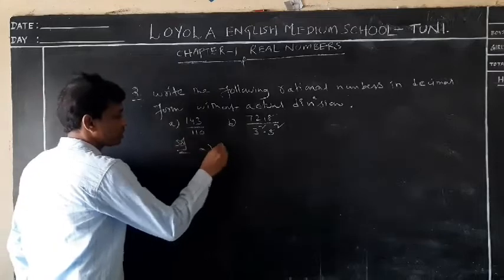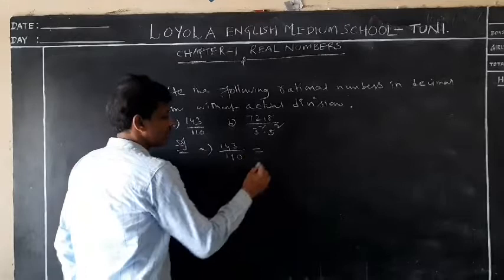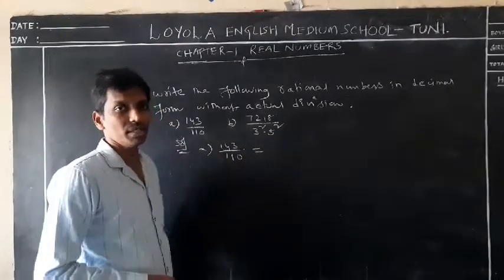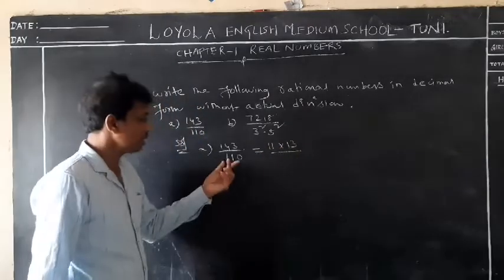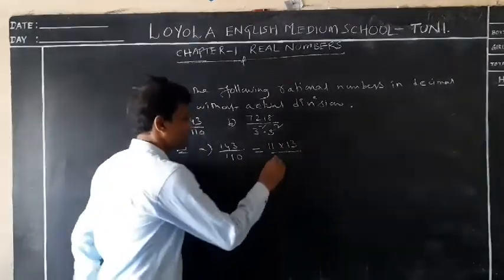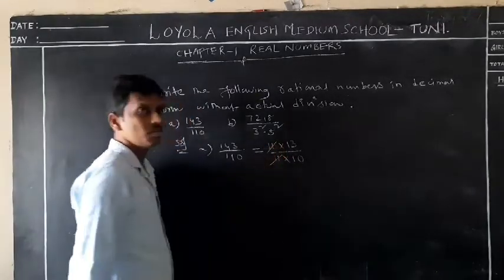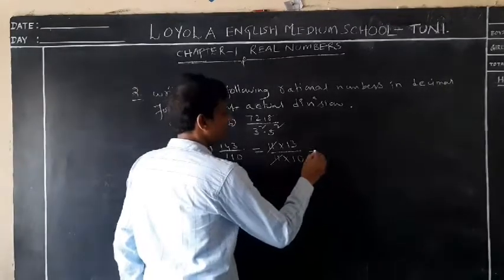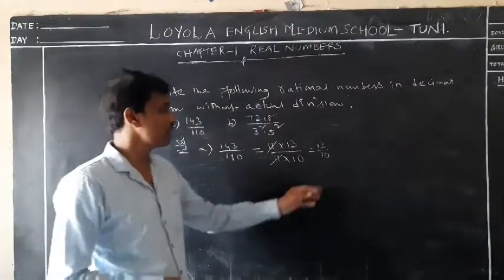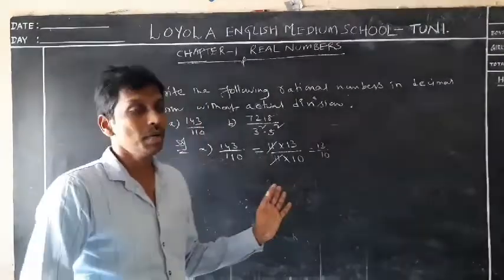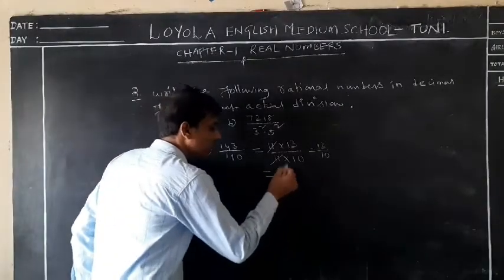Solution of first sum, 143 by 110. Can we write 143 as the product of two numbers, that is 11 into 13? And the denominator 110 I am writing as 11 into 10. So 11 will be cancelled. So what value is left? 13 by 10 is left. So without doing actual division, are we able to write this decimal fraction or not? Yes, its value is 1.3.